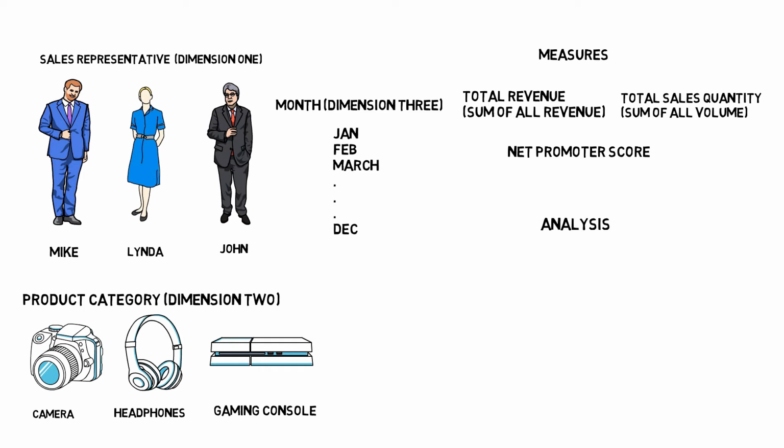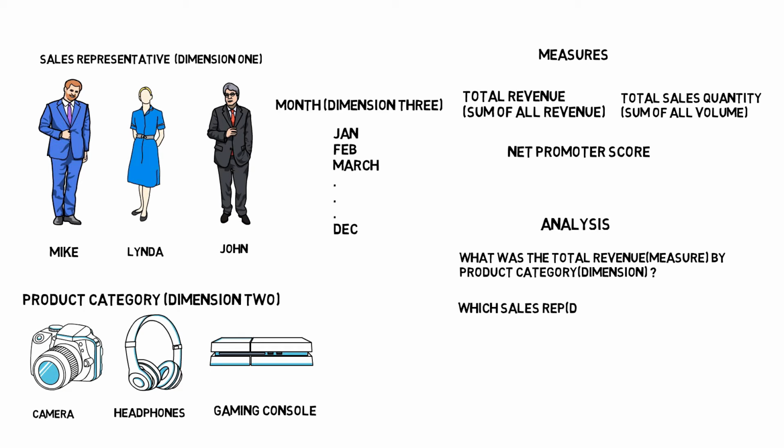With the current structure of information, we can analyze the raw data in a bunch of different ways. You can look at the total revenue by product category, which will give you the revenue distribution of cameras, headphones, and gaming consoles that were sold through your store. Or you can look at the sales representative that has the minimum or maximum net promoter score, which will give you an idea about the quality of customer experience that is being provided at the store.